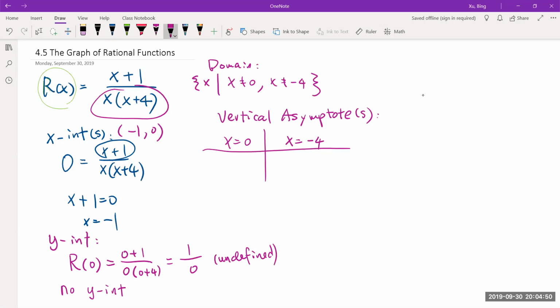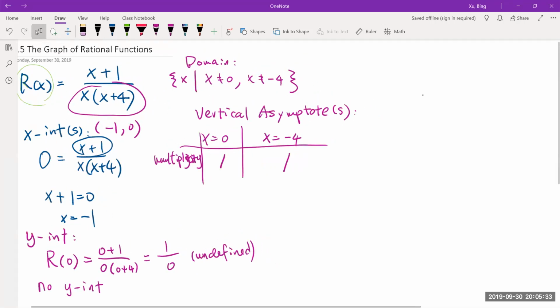And we also talked about how the multiplicity will decide the behavior of your graph around the vertical asymptote. So here it is 1, and the other is also 1 because both factors only appear in the denominator once. So that means on the two sides of the vertical asymptote, one is going down, one is going up, right? Because the multiplicity of the vertical asymptote is odd. All right, any questions so far? All right. So now we found the vertical asymptote.